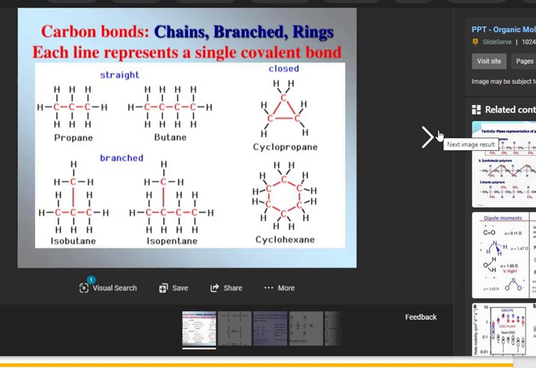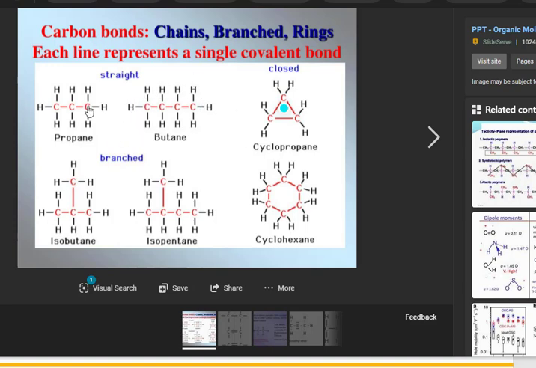Here's a picture showing some of the things that you can make with carbon. Carbon can combine with itself. It can share electrons with another carbon. In this particular case, you have propane. So if you have a propane tank or you heat something with propane, this is the formula for that. 3 carbons and 8 hydrogens around it. Butane, if you have a butane lighter, it's 4 carbons and 10 hydrogens.